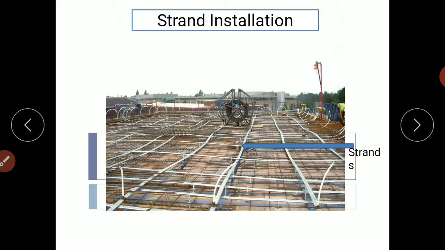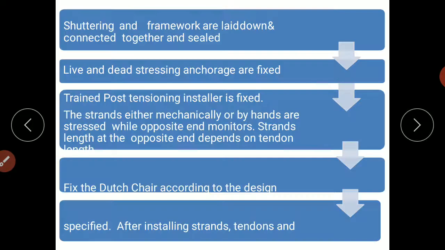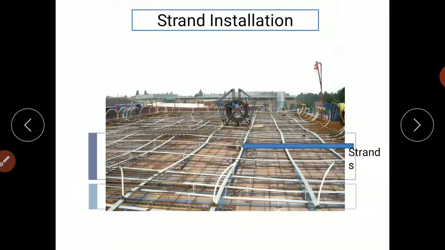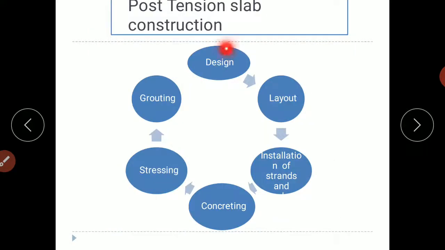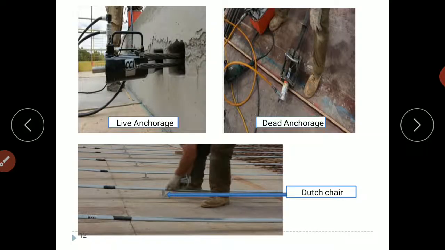Okay, so whatever white part you are seeing here is the ducts. These are the ducts, and in between these ducts we provide the strands. Okay, in between the ducts we provide the strands or tendons or cables. Then these are some steps that we have seen here, these are in detail: design, layout, installation of strands and ducts, concreting, pre-stressing and grouting. So these are the steps, and those are explained here in detail.